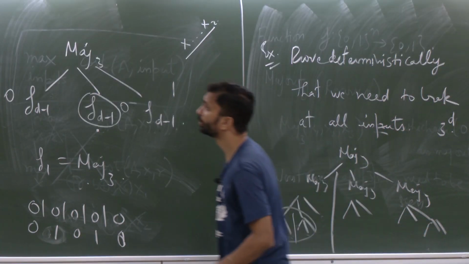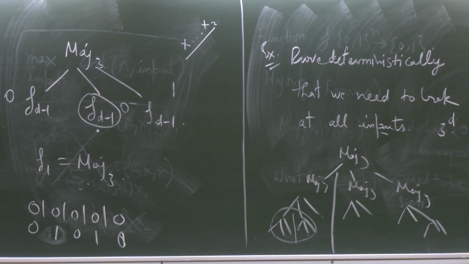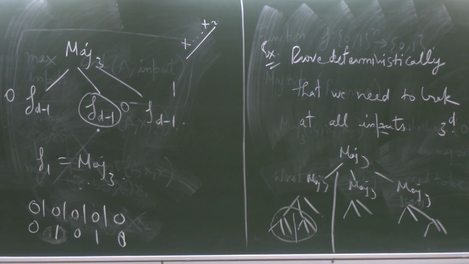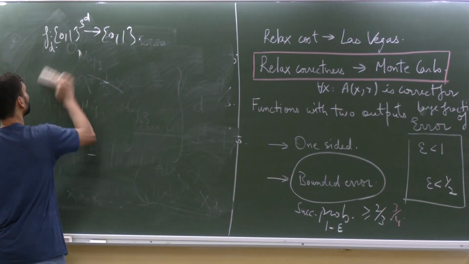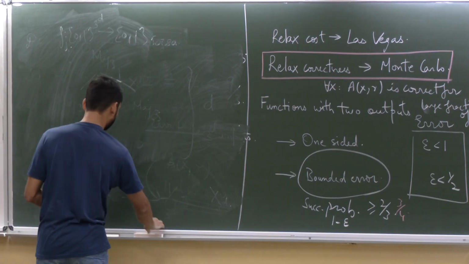So now we ask, what happens in the randomized case? What should be the randomized algorithm? Now you know, you have seen f_1.